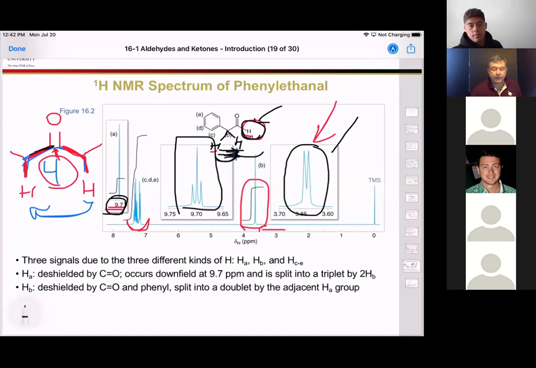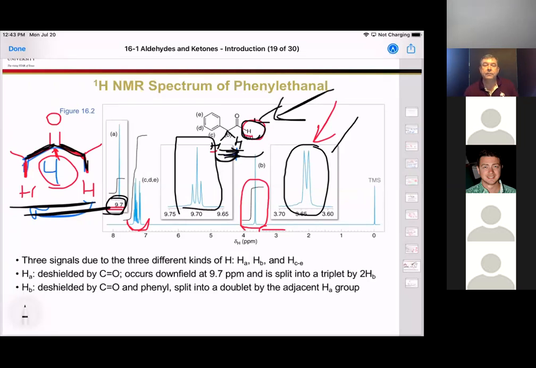But yeah, you don't split a hydrogen adjacent to a ketone with the other side of the carbonyl. Oh, okay. Yeah. So because this is 4 bonds away, these are 3 bonds away. So the 3 bond rule still works.